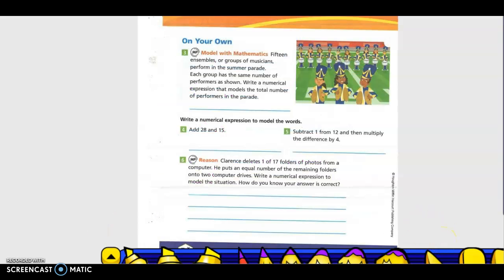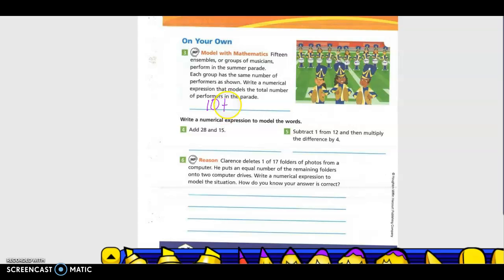On your own, model with mathematics. 15 ensembles or groups of musicians perform in the summer parade. Each group has the same number of performers as shown. Write a numerical expression that models the total number of performers in the parade. Okay, so how many is in this line in the back? Let's see, there's 1, 2, 3, 4, 5, 6, 7, 8, 9, 10. So you'd have 10. Add, subtract, multiply, or divide.